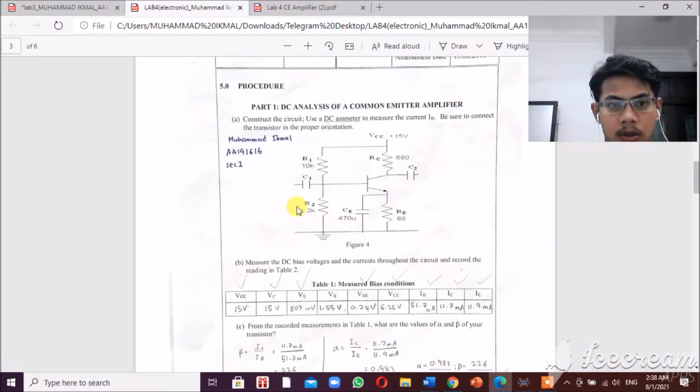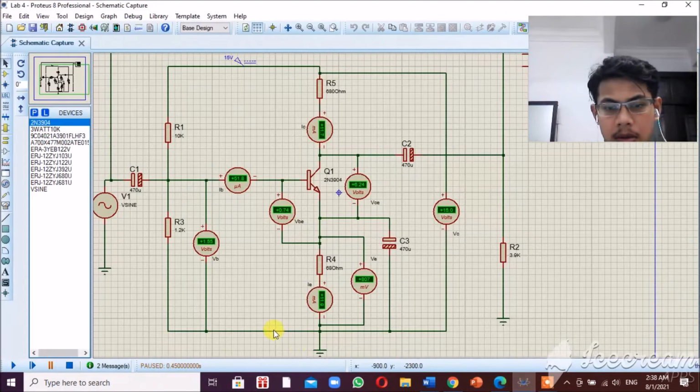So let's continue to part 1, DC analysis of a common emitter amplifier. Construct the circuit and use a DC ammeter to measure the current IB. Be sure to connect the transistor in the proper orientation. So the IB that I got is 51.8 microampere in Proteus.